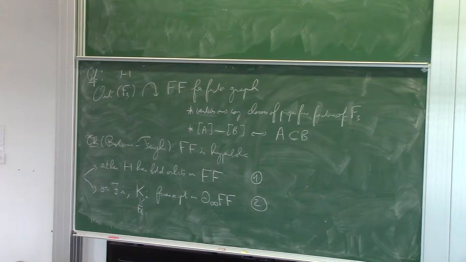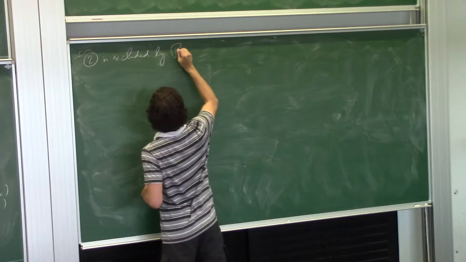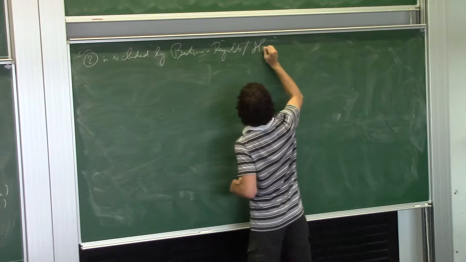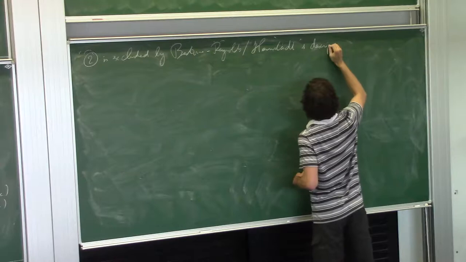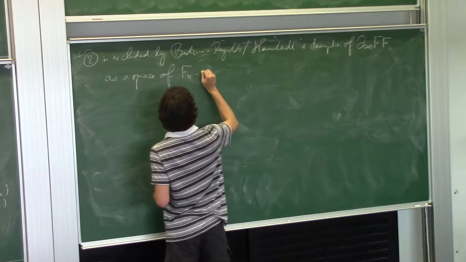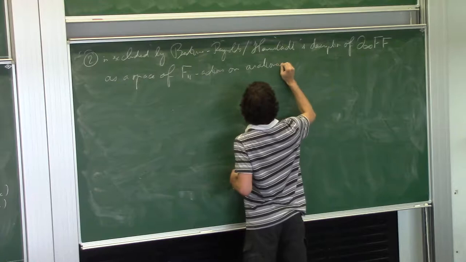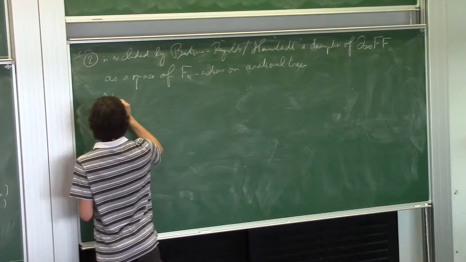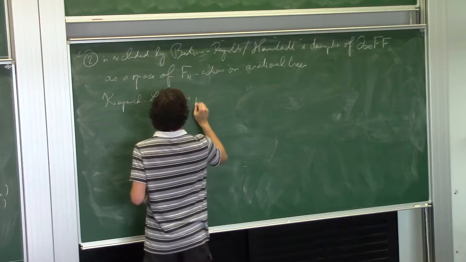Two is excluded by Vesina, Reynolds, Hammerstedt's description of the Gromov boundary of the graph of free factors as the space of FN actions on trees. And it's not any tree, it's so-called irrational trees. But the important point is that using work of Kapovich and Lustig, we know that stabilizers of irrational trees are naturally virtually abelian.